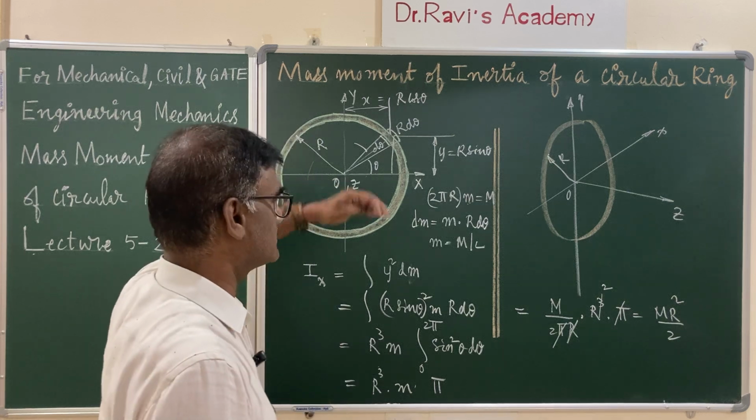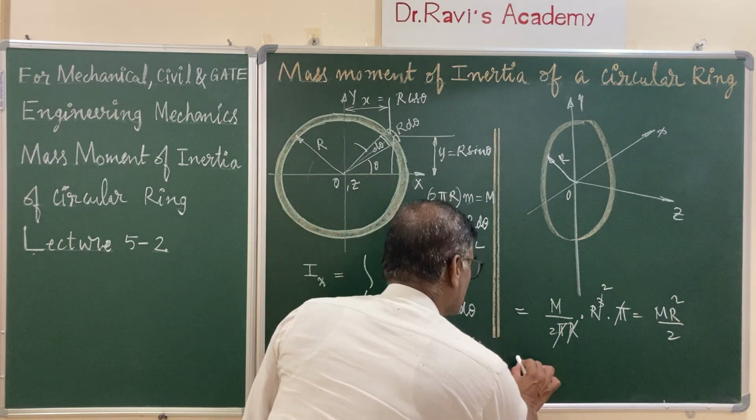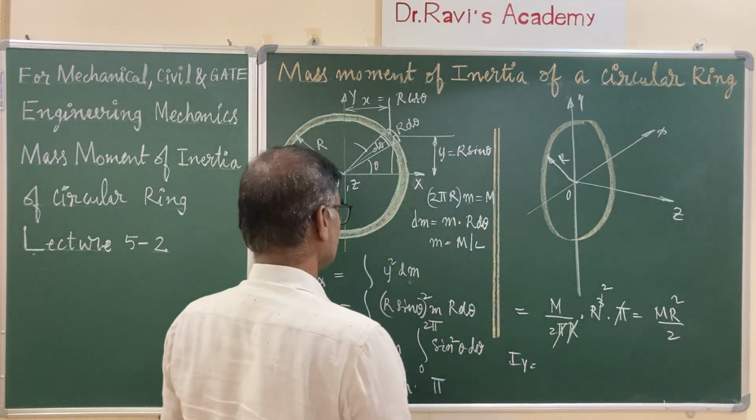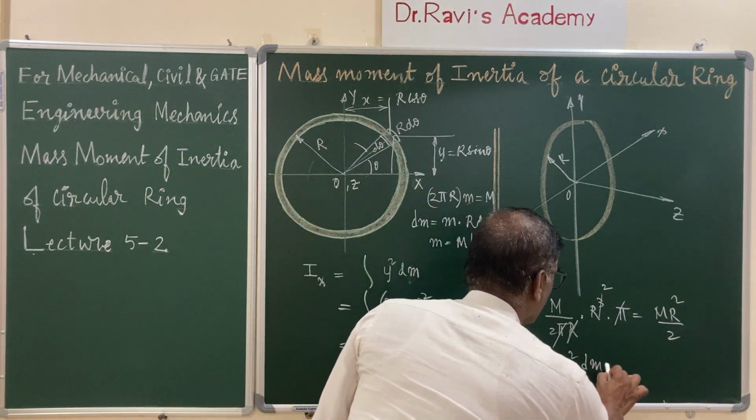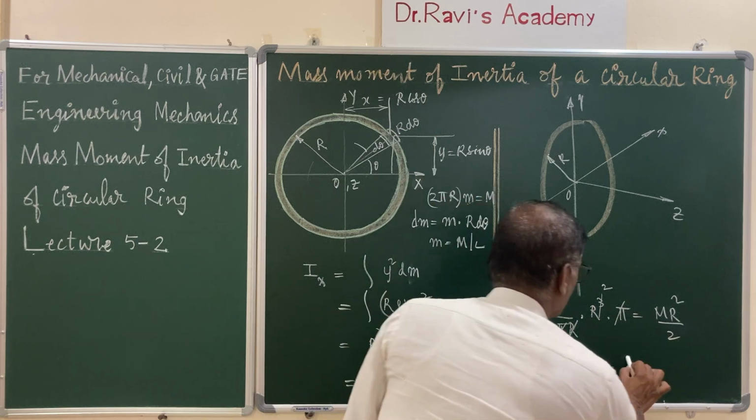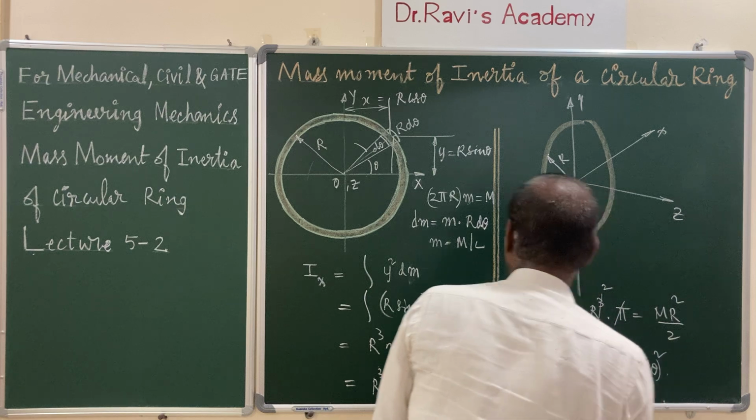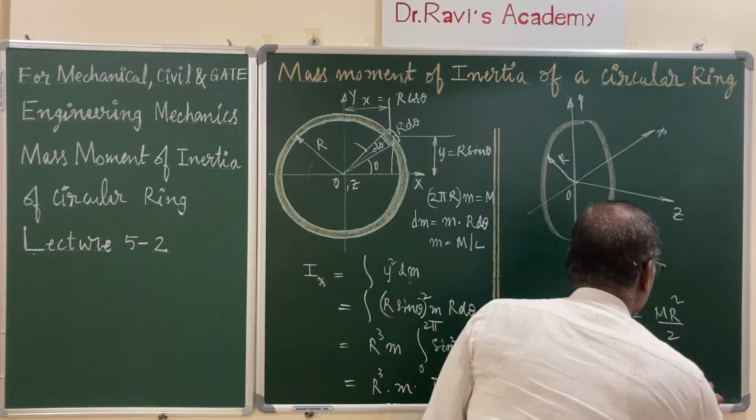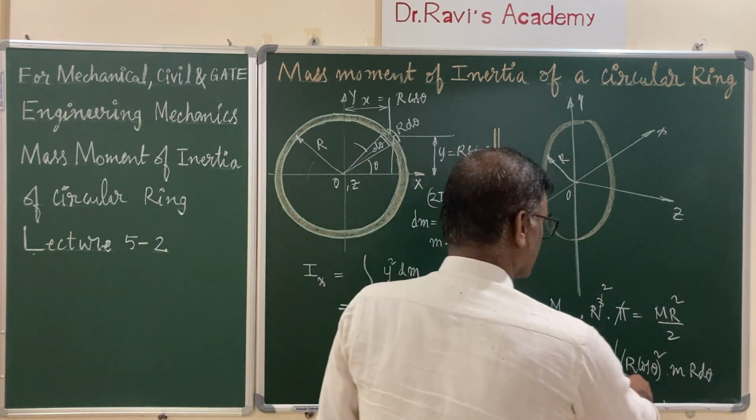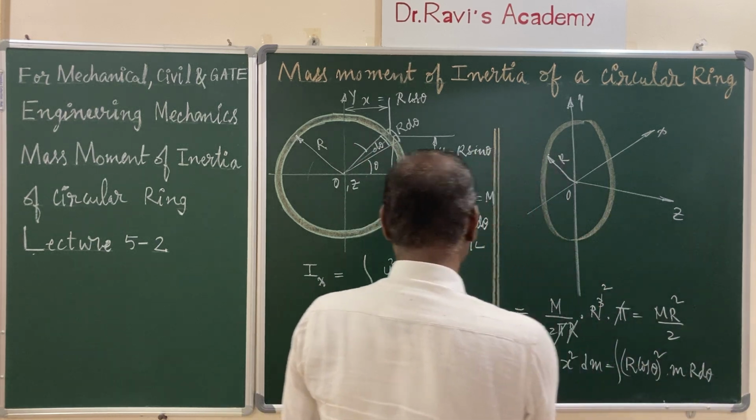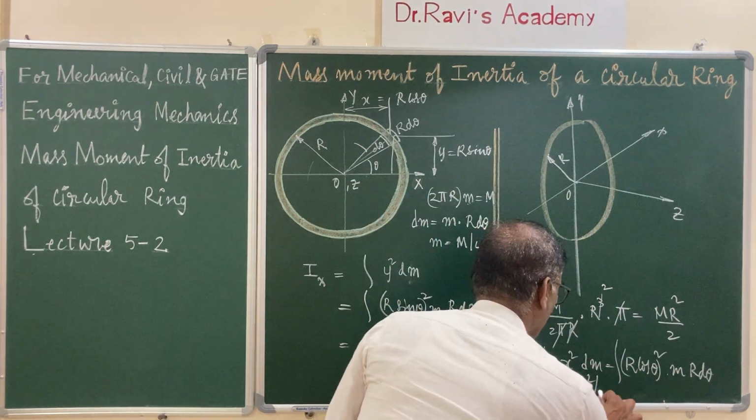So this is about the x-axis, and about the y-axis, here it is r cos theta. So you have Iy equal to the integral of x square dm, and x is r cos theta, whole square, into dm. dm you can write as m into r d theta. And this also has the integral of cos square theta, which is again pi, and you are going to get the same value, that is M r square by 2.